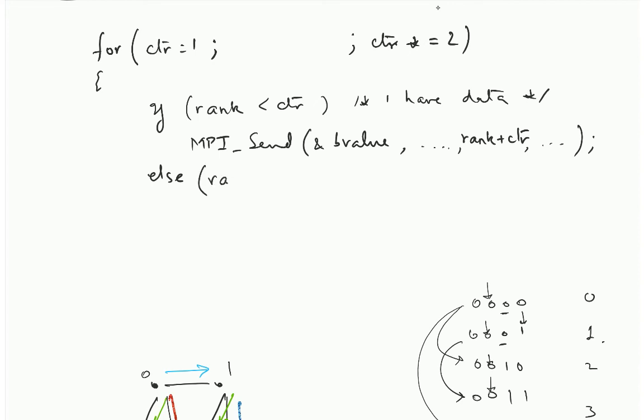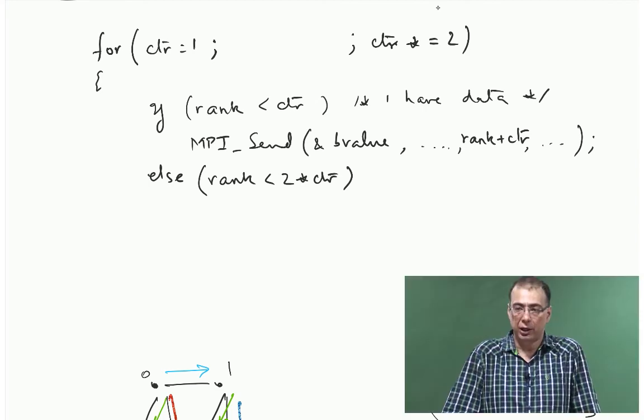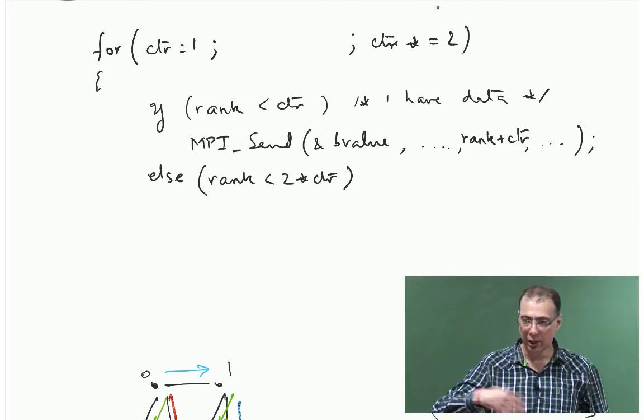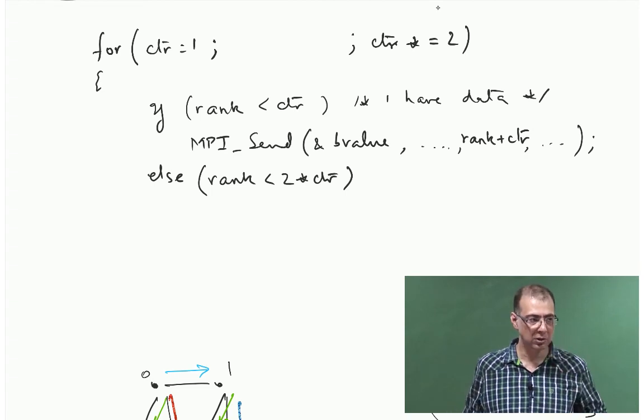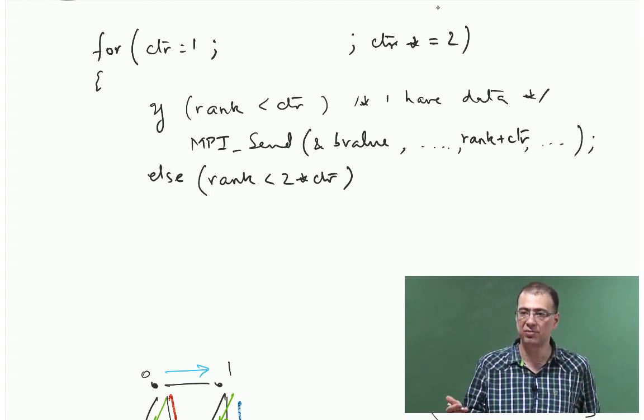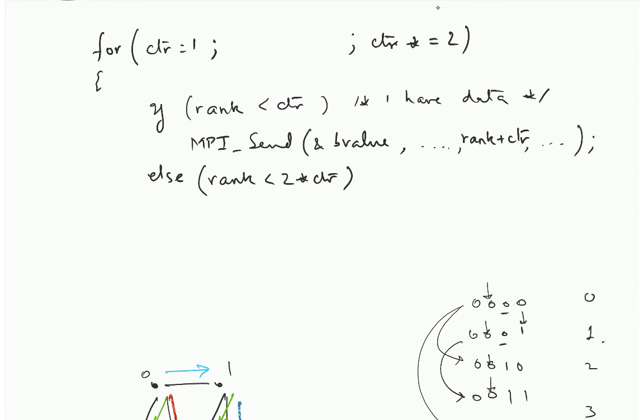Well, notice that all these ranks are those ranks whose value is less than 2 into counter. Because in the current iteration, there are counter nodes who have data, so they can only send it to another counter nodes. So all the nodes between counter and 2 times counter are going to receive the data. So if rank is less than 2 into counter, then I receive the data. Receive into b value from rank minus counter. Is that clear? With respect to that rank, it's receiving data from counter ranks before. That's it. That's the code.